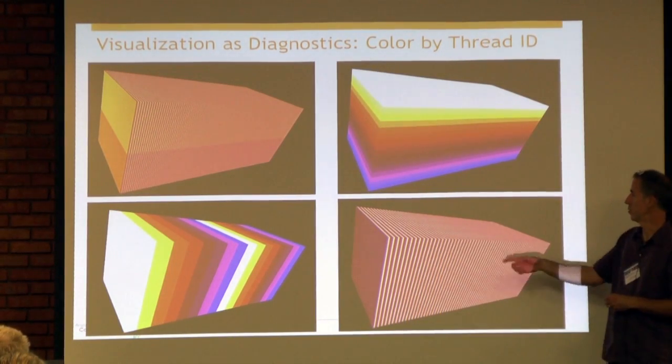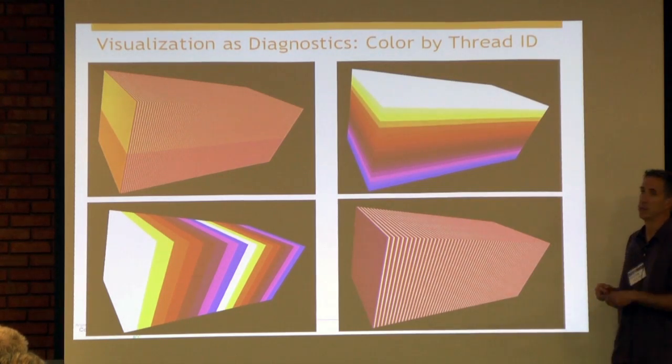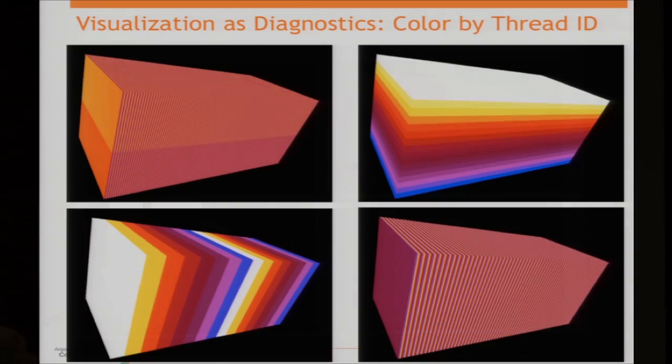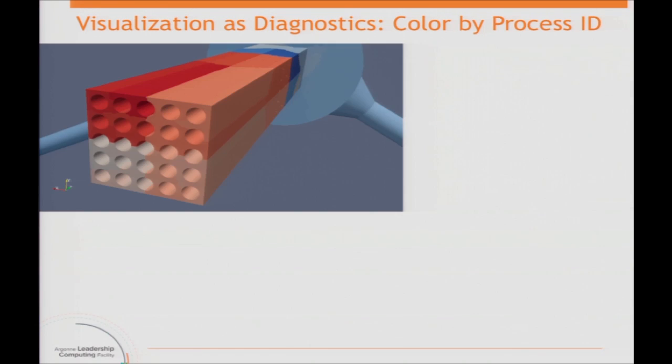We ran this small problem on 8 threads on each node. By changing up the way we did some of the data accesses, it changed the way that data was assigned to different threads, and we were seeing different performance based on those characteristics. So this is just an example of using visualization as a diagnostics tool, not just for the pretty picture at the end.